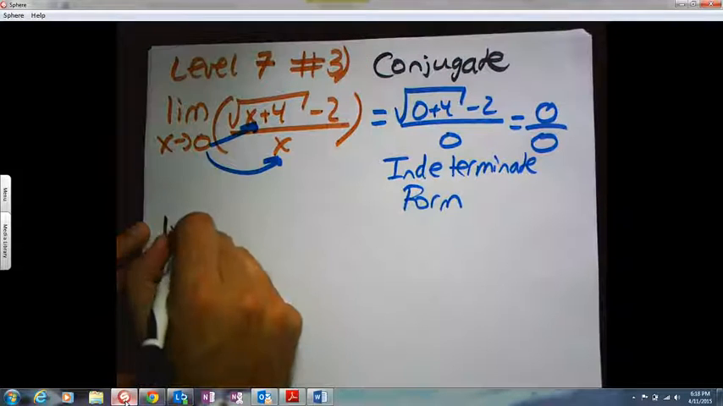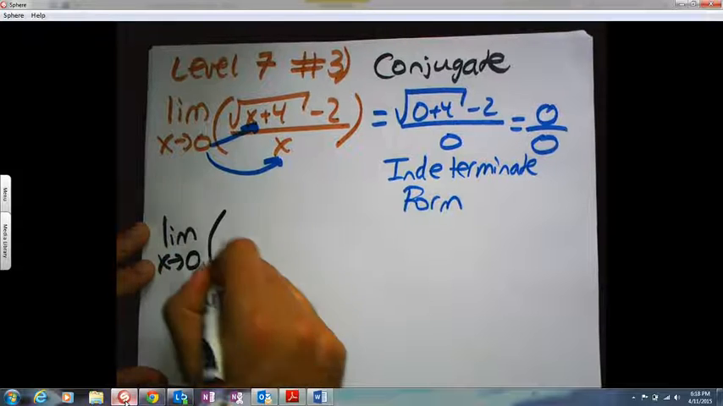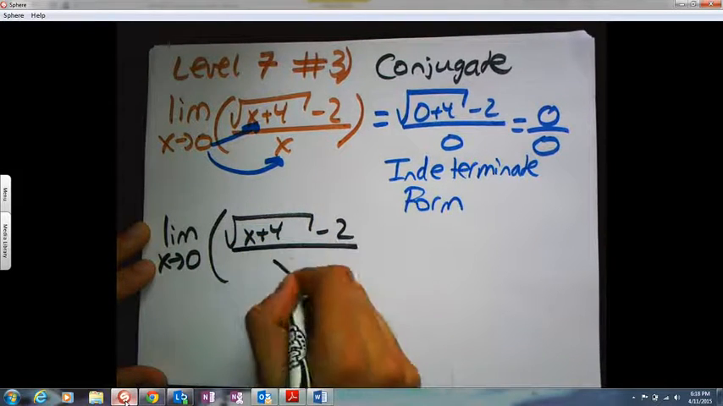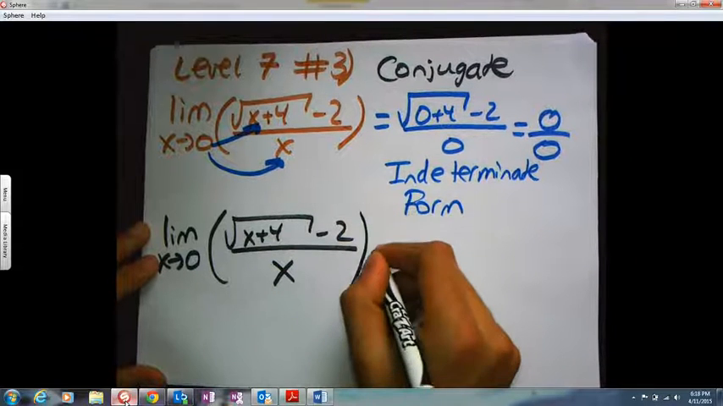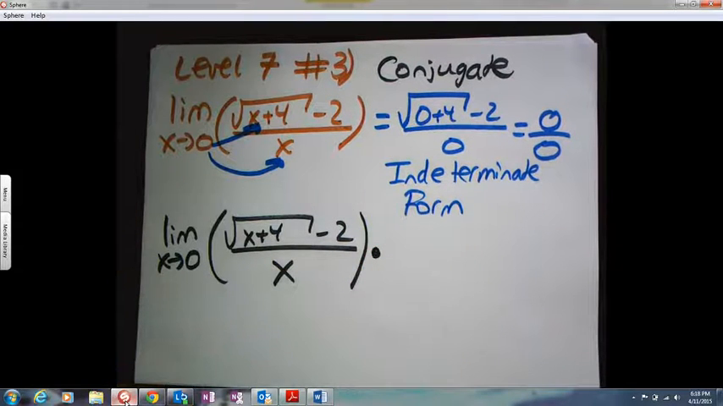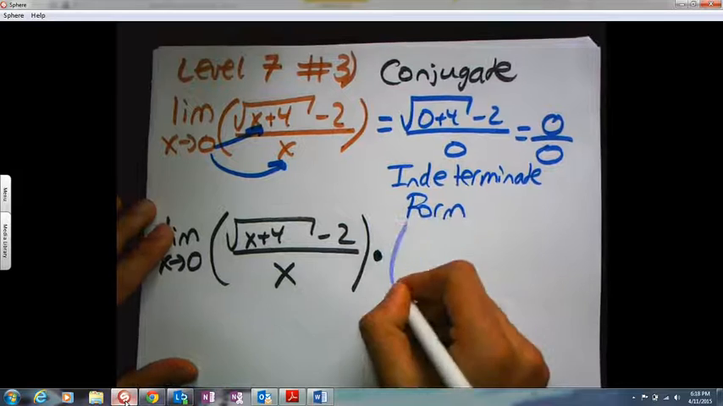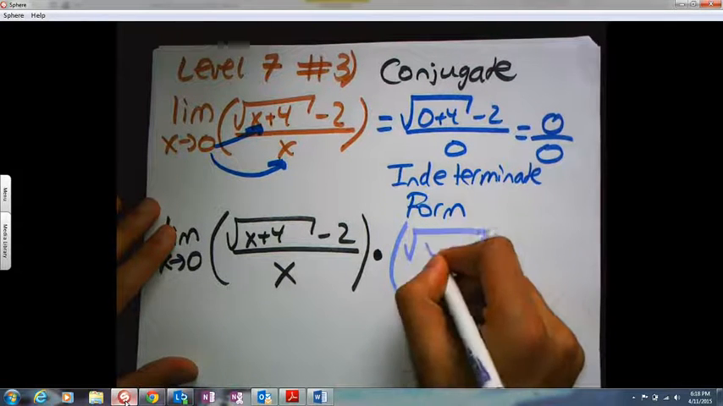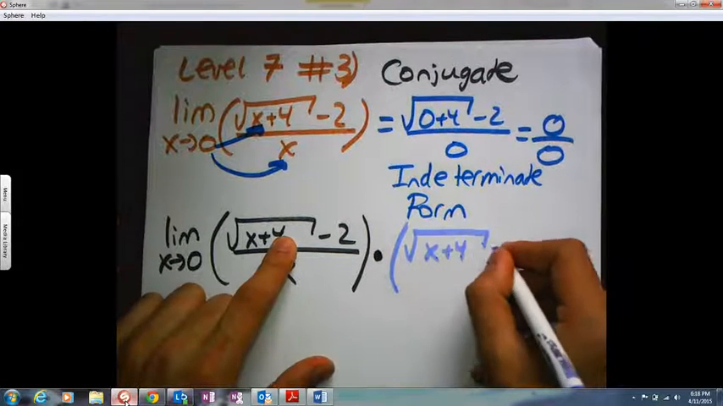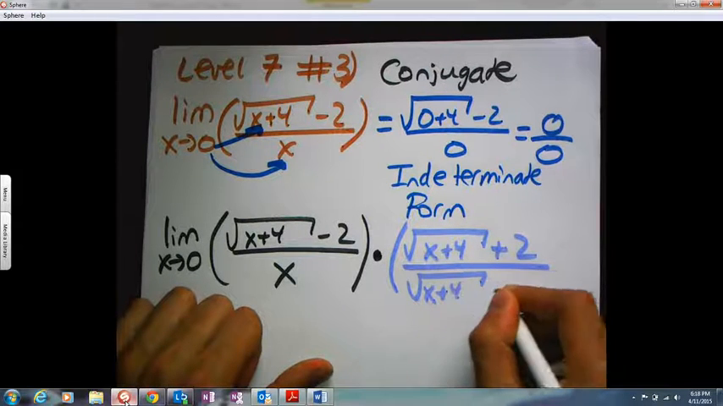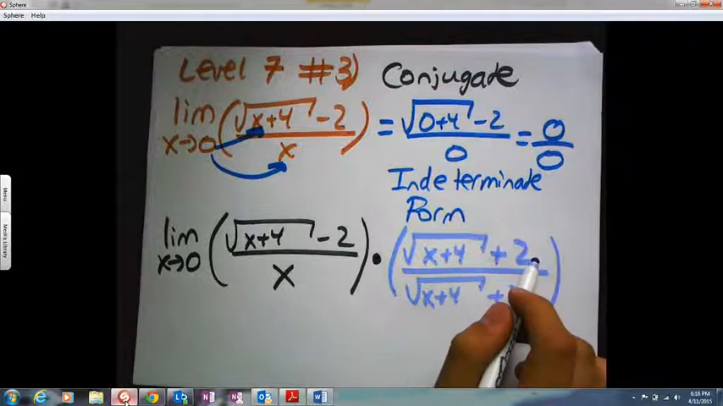So we've got the limit as x goes to 0 of square root of x plus 4 minus 2 all divided by x, and I'm going to multiply by the conjugate, and the conjugate is the following. Fancy one, and conjugate is a plus b, and of course whatever you multiply on the top, you must multiply on the bottom. So I'm going to multiply. This is called the conjugate. Why is this the conjugate?